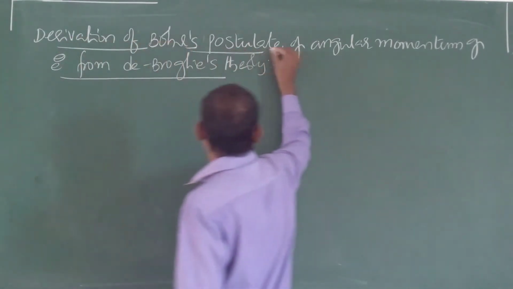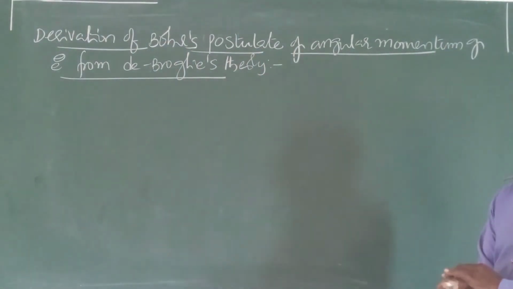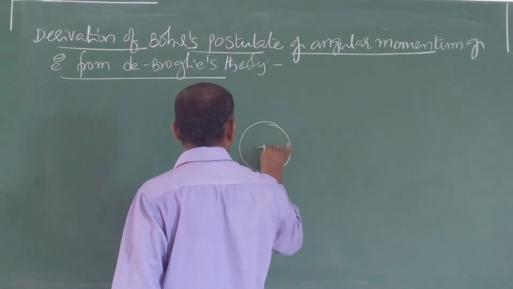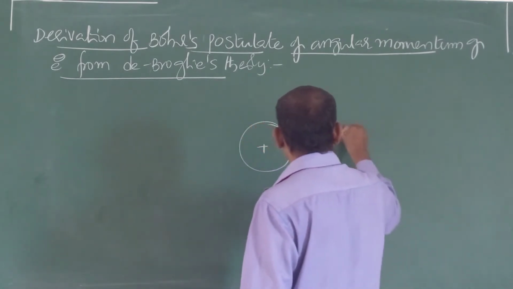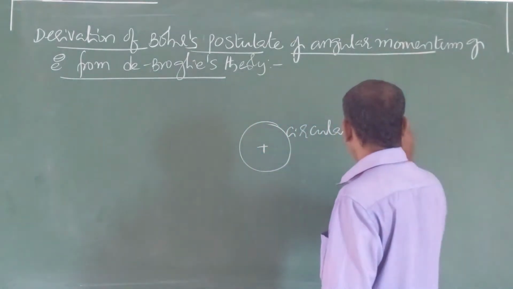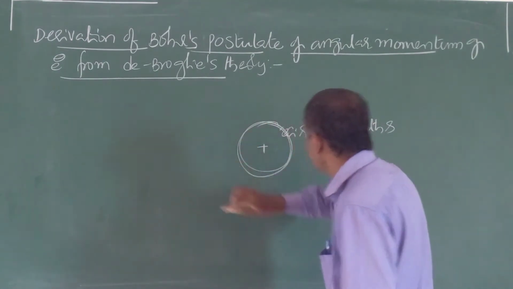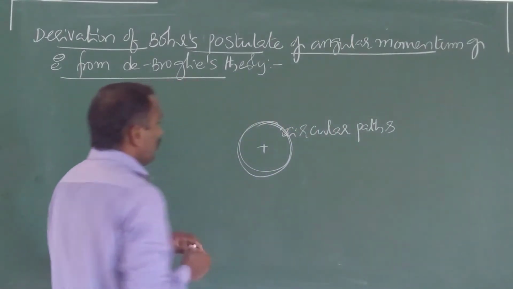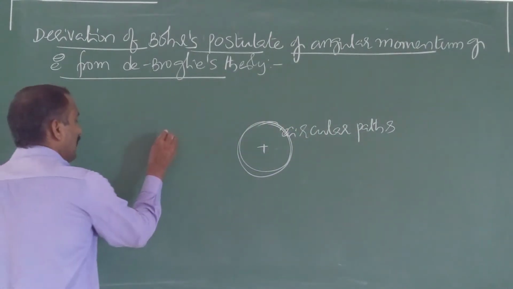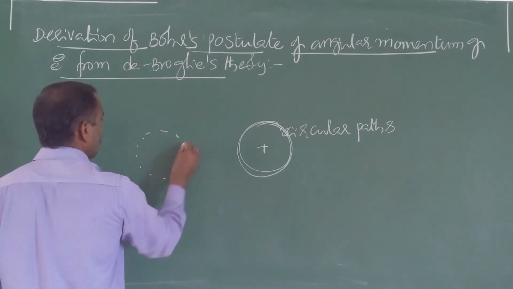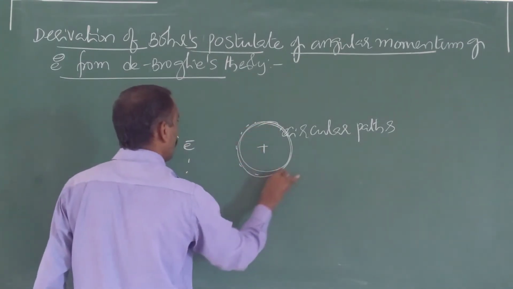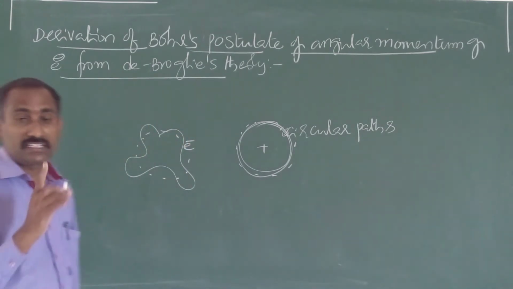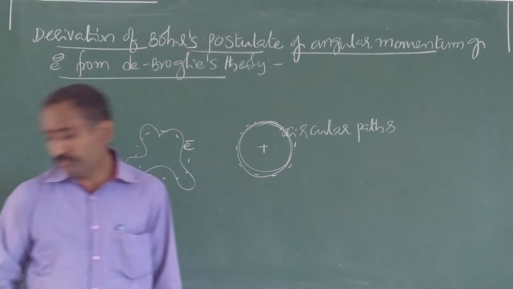According to both scientists, around the nucleus in an atom, the electron revolves in a circular path. According to Bohr's theory, the electron around the nucleus revolves in a circular path, the so-called orbits. According to de Broglie, around the nucleus, electrons travel not only in the form of particles but also in the form of waves, because de Broglie explained the dual nature of the electron.